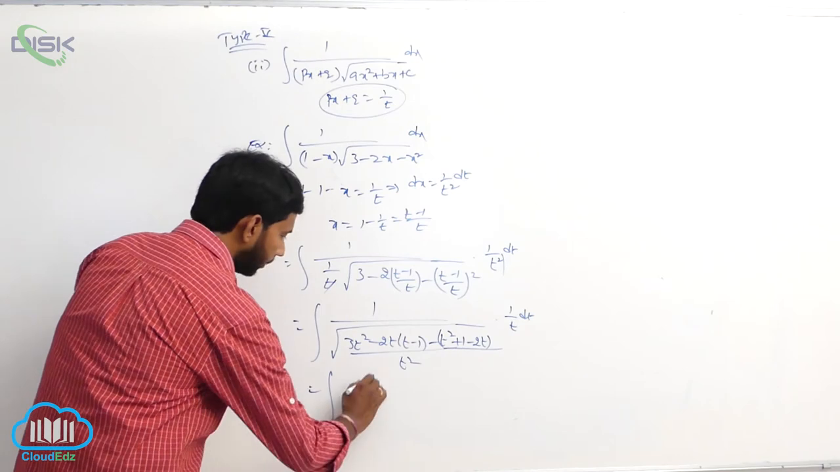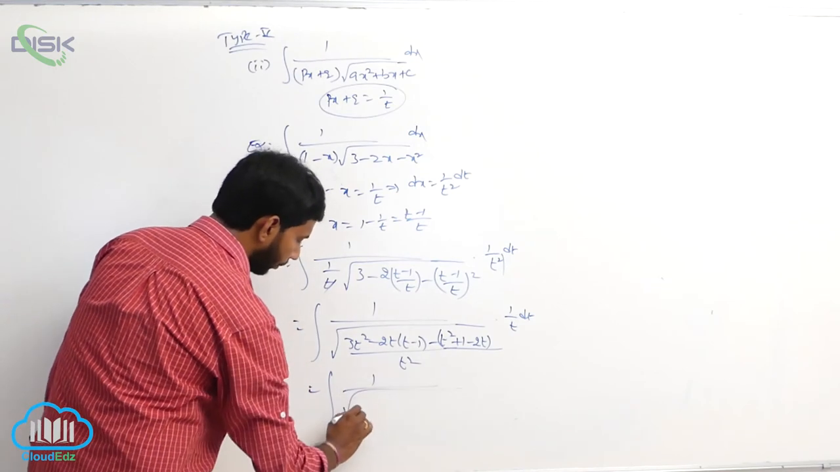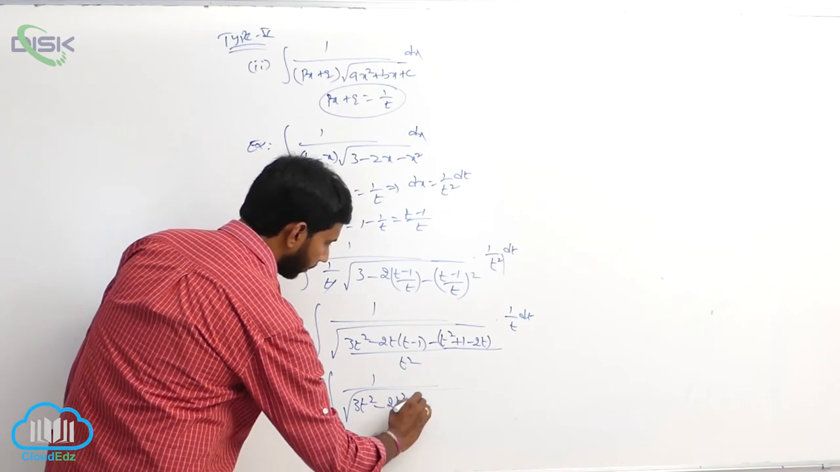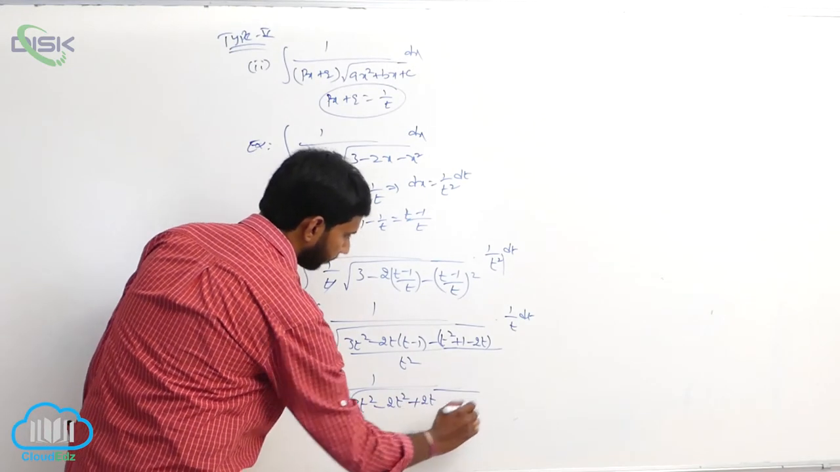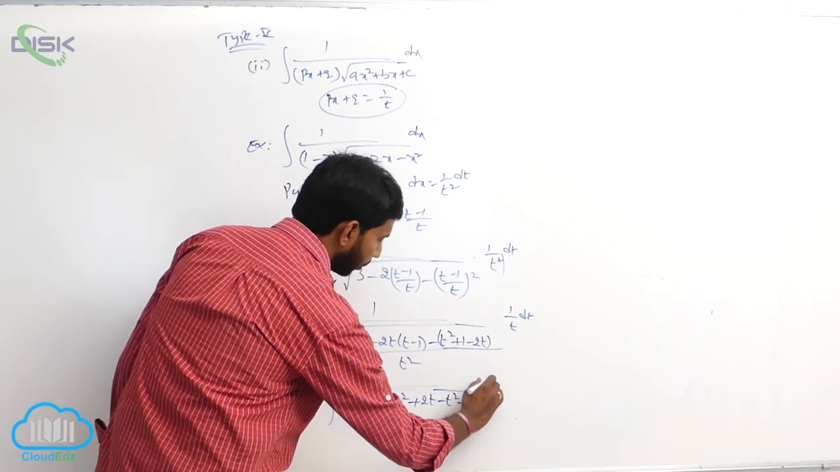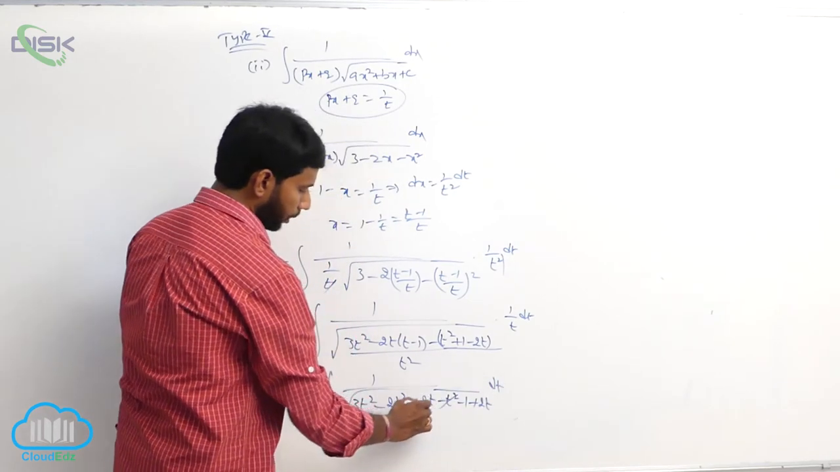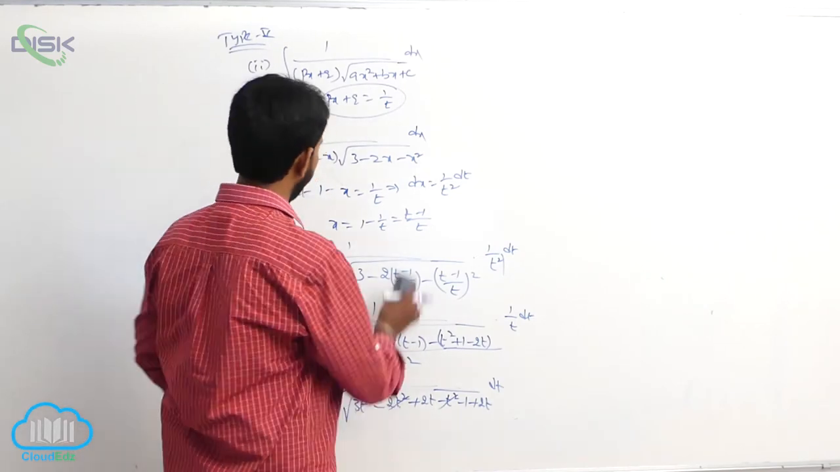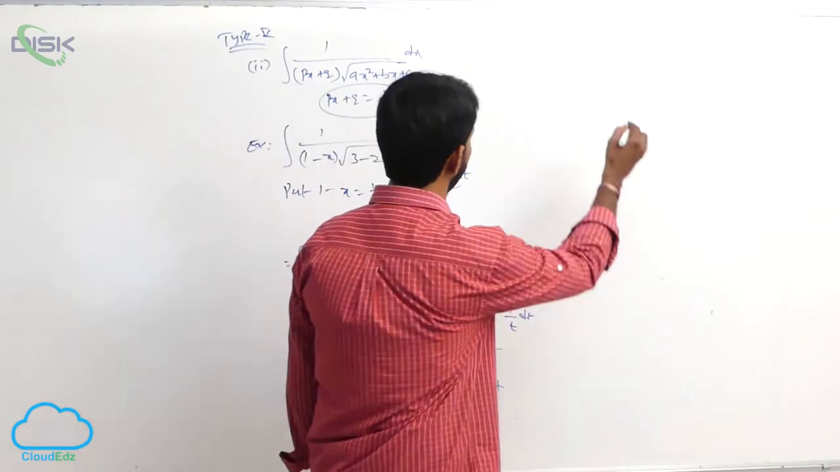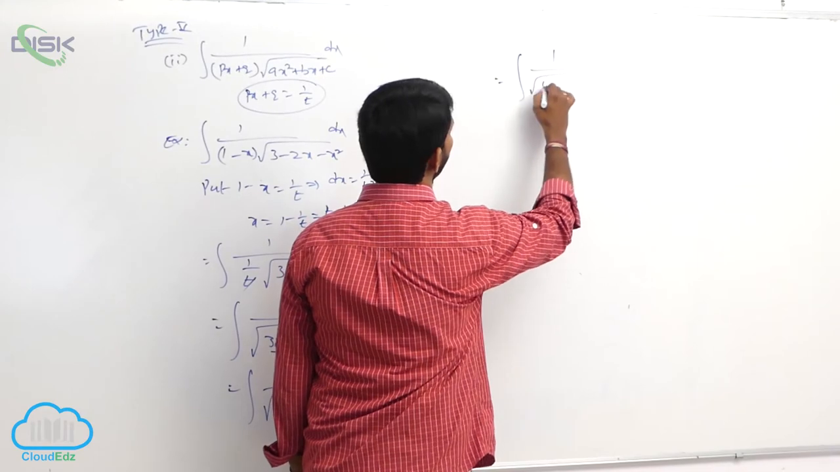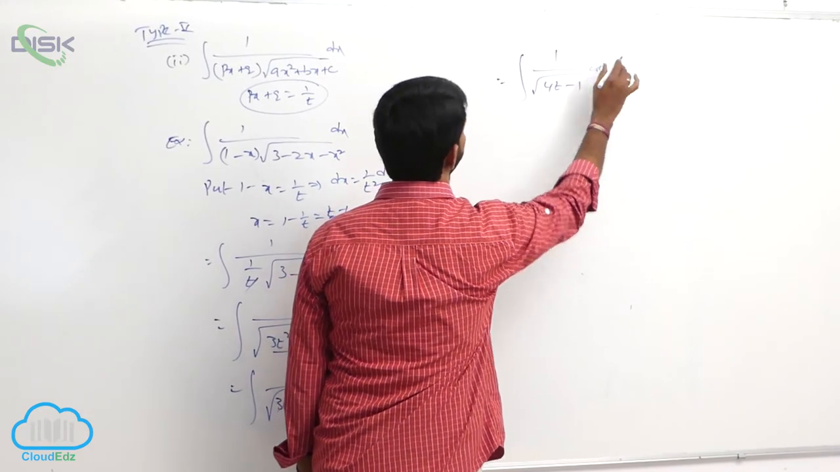After simplification, 1 by square root of 3 t square minus 2 t square plus 2t minus t square minus 1 plus 2t dt. Here minus 2 t square, minus t square and 3 t square cancel. It is converted into 1 by square root of 4t minus 1 dt.